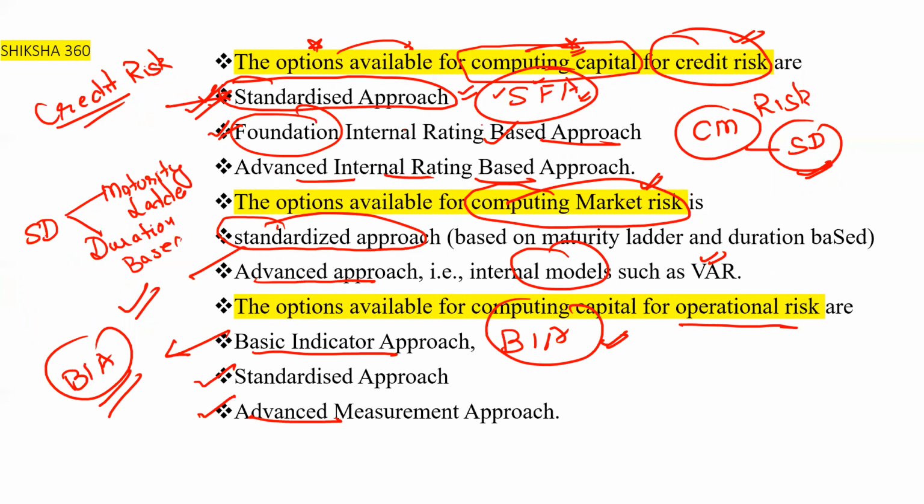For all these risks we have three options available, and we have already discussed them and which option is adopted in India. For credit risk we have adopted the standardized approach. For market risk, the standardized approach. For operational risk, the basic indicator approach in India. In this session we discuss up to this point, and in the next session we will discuss some formulas and numericals on these.